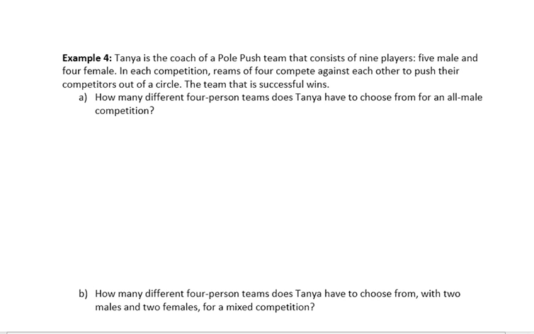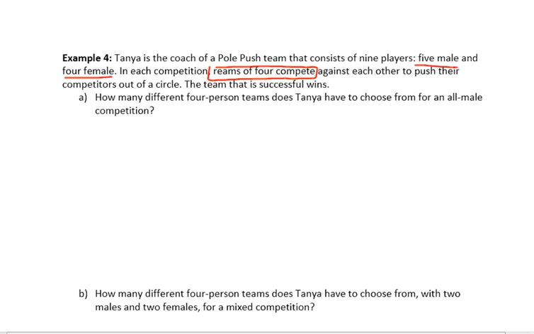Tanya is on the pole push team that consists of 9 players. We have 5 male and 4 female. In each competition, teams of 4 compete against each other to push their competitors out of a circle. The team that is successful wins. So you're going to go up against 4 people. It's kind of like figure skating. Does the order matter in which you compete? No. Just who's in that 4 matters. So teams of 4 compete.